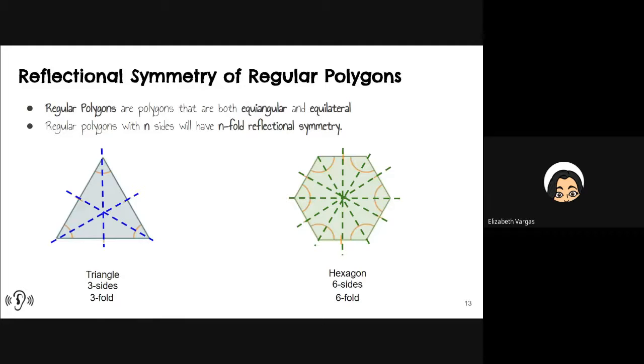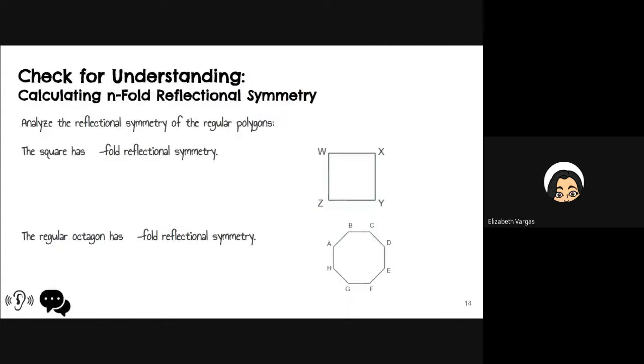And this applies for all regular polygons. And you'll know a figure is a regular polygon if it is equiangular, all the angles are the same, and equilateral, all the line segments are the same. Okay. So here we have 2 types of regular polygons. So I'm telling you off the bat, these are regular polygons.